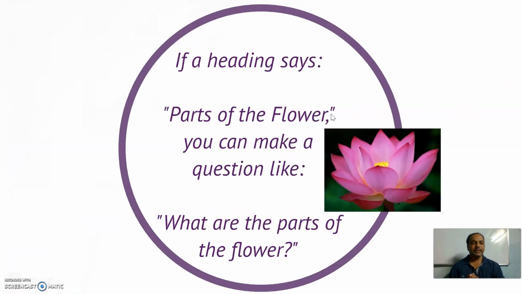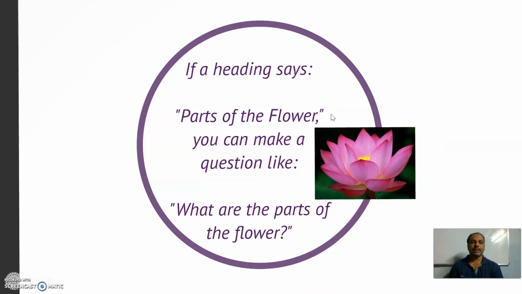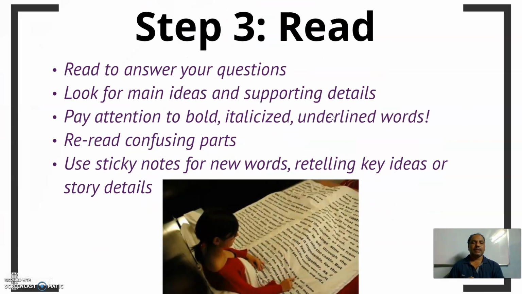For example, look at this title, Parts of the Flower. This is the heading of a reading article, and you can change this heading into a question, like what are the parts of the flower? This question will help you in understanding the text. In the same manner, you need to formulate some questions for better understanding. And after questioning comes the third step, that is reading.